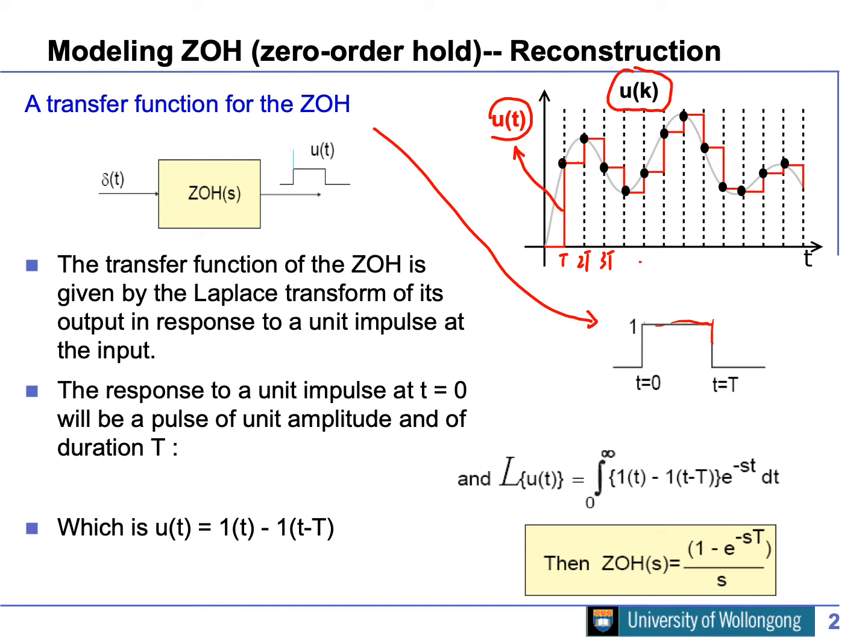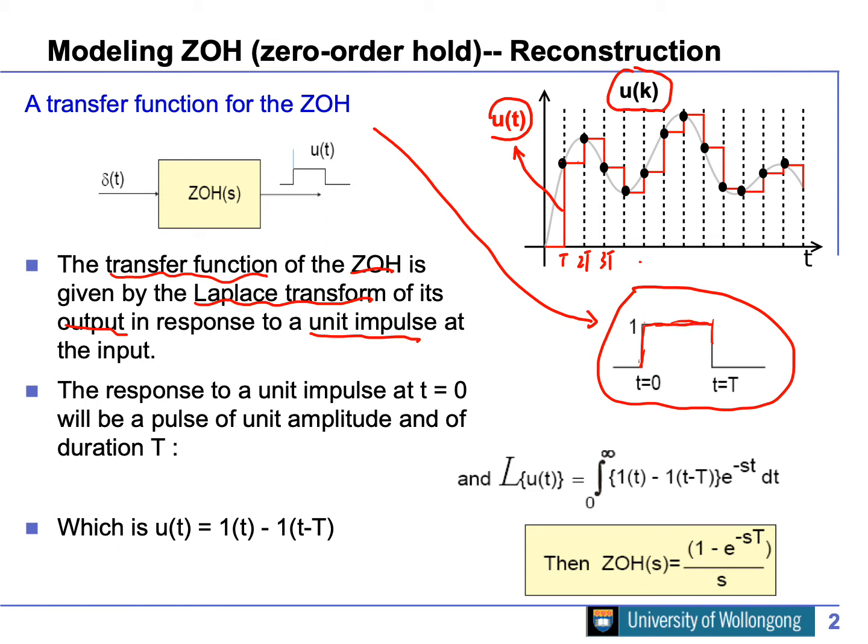We need to get a mathematical model of this zero-order hold and then include it in our transfer function. By definition, the transfer function of the zero-order hold is the Laplace transform of its output in response to the unit impulse. Let's look at the shape of this signal. It is one pulse from t equal to 0 to t equal to T.